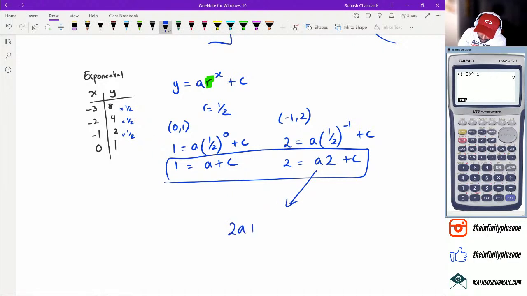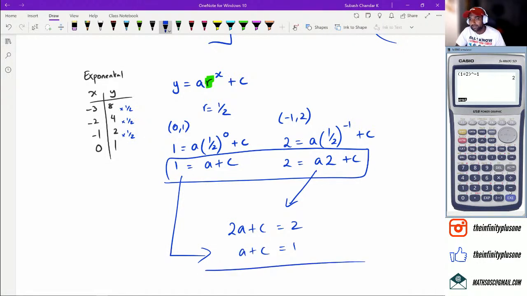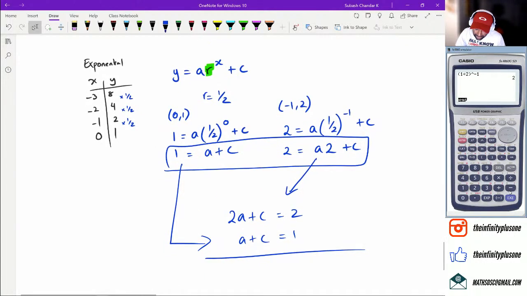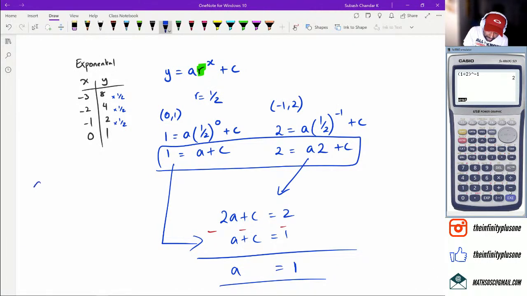So there is 2a plus c equals 2. That comes there, which is a plus c equals 1. Now, all I'm going to do is subtract top minus bottom. So 2a minus a is a, c minus c is 0, 2 minus 1 is 1. So my a value is 1. And because a plus c equals 1, 1 plus c equals 1, I can say that c is equal to 0.